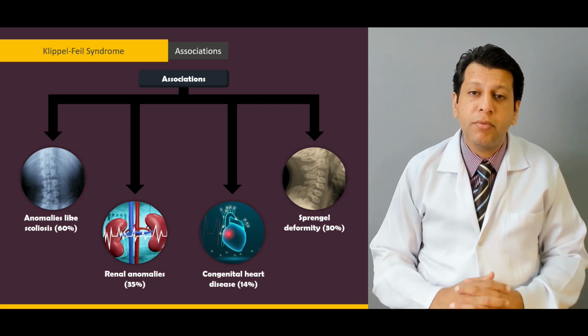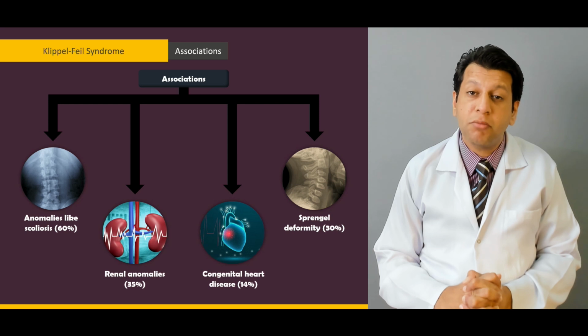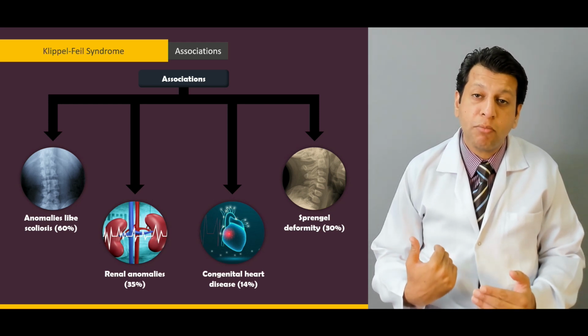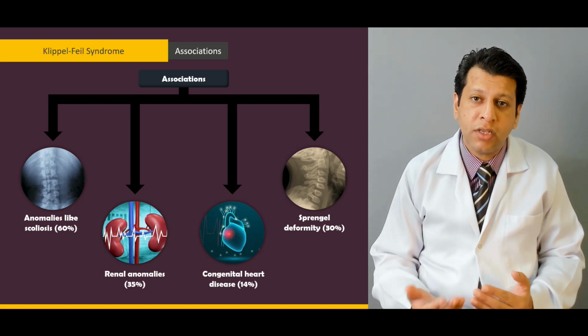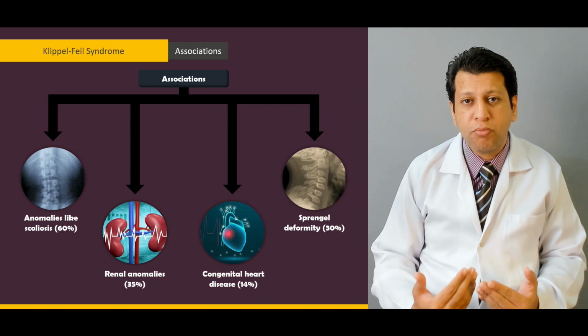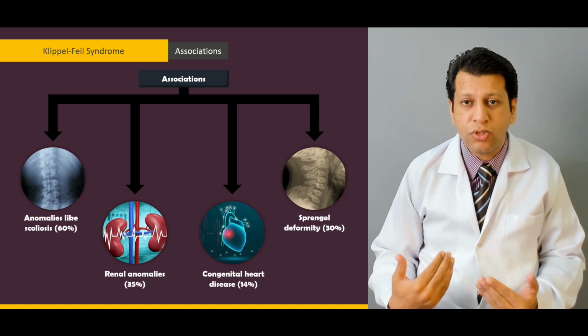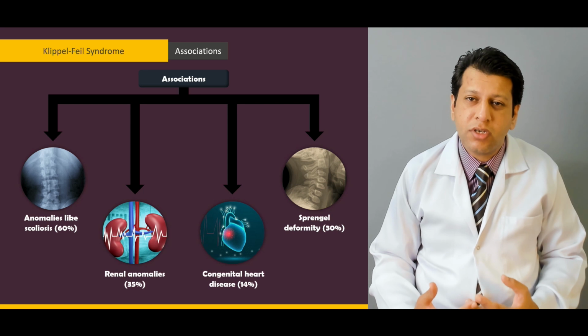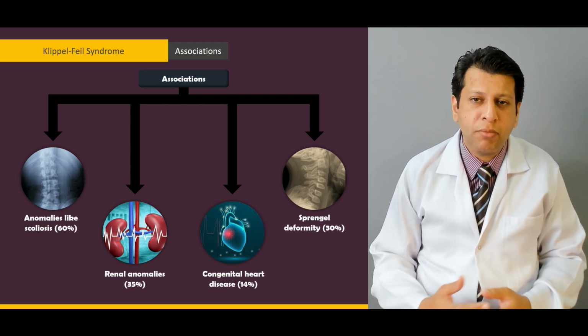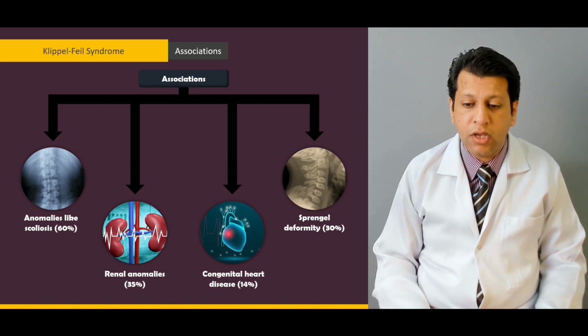A Sprengel deformity is where there is an omovertebral bar formation over the superior medial aspect of the scapula, which connects it to the cervical spine. So the problem is not purely in the neck, but extends towards the shoulder, and usually these children present with scapular hypoplasia, as well as possibly winging of the scapula.